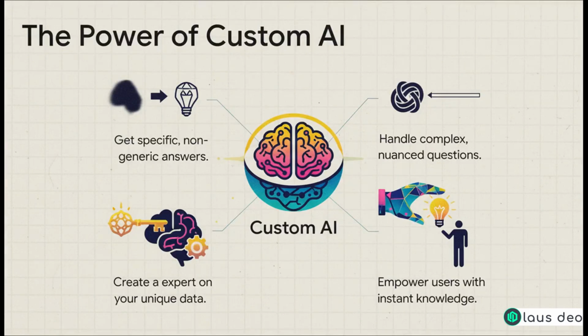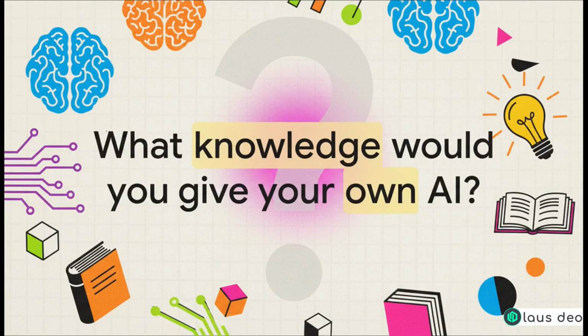And that right there, that's the real power of custom AI. You go from generic, boring facts to incredibly specific answers. You go from simple questions to handling really complex, nuanced conversations. You're not just using an AI anymore, you're creating a true expert on your unique data, ready to give anyone who needs it that knowledge in an instant. So that leaves us with one final and I think really exciting question. Now that you've seen how it's done, what knowledge would you give your own AI? What kind of expert would you create? I mean, the possibilities here are just endless.